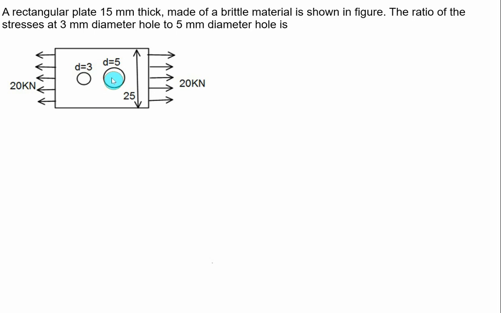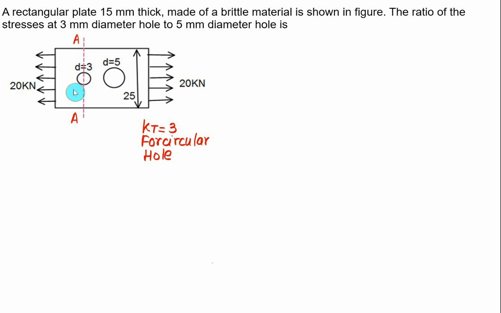Since we have a circular hole, we have value of kT fixed for circular hole, that equal to 3. To find out the value of sigma max at diameter equal to 3, we'll consider here a section. Let's say this section is AA. So we'll first calculate here what is the nominal stress at section AA, and then we'll calculate the maximum value.